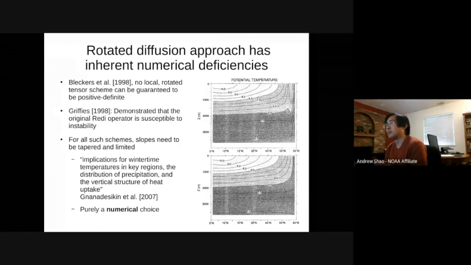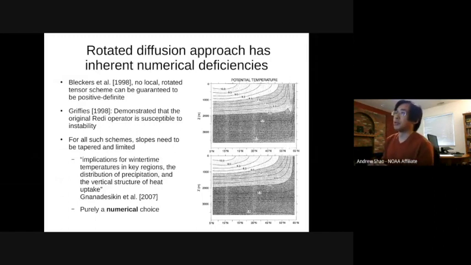So there were a couple of papers in 1998, including the Griffies paper that I mentioned, that showed some problems with the rotated tensor approach. One in particular, Beckers et al. in 1998, showed that no local rotated tensor scheme can be guaranteed to be positive definite. So this actually is a big problem, because it means that you can get new extrema in your tracer field if you try to do this rotated approach. And we know that diffusion, like I said, wants to reduce tracer variance.